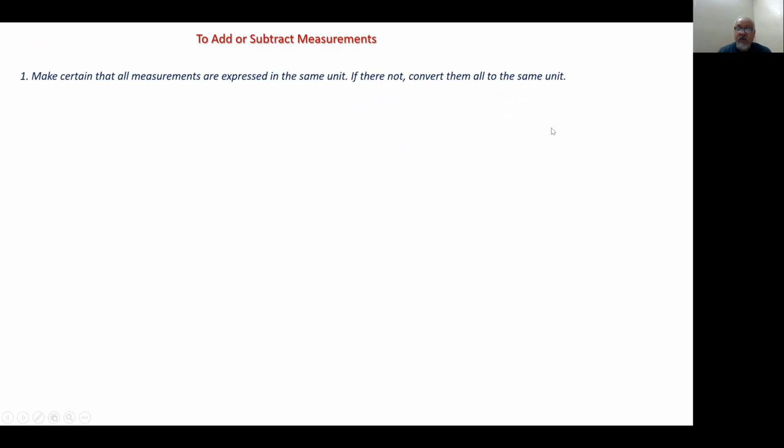We have another group. The other group is when we multiply or divide measurement. Okay, let's go for this one. The rules for add and subtract. The first one, all the terms must be with the same unit, correct? If they have different units, we have to make all of them with the same units. Okay, and then add or subtract. And finally, round the result to the same precision as the least precise measurement.